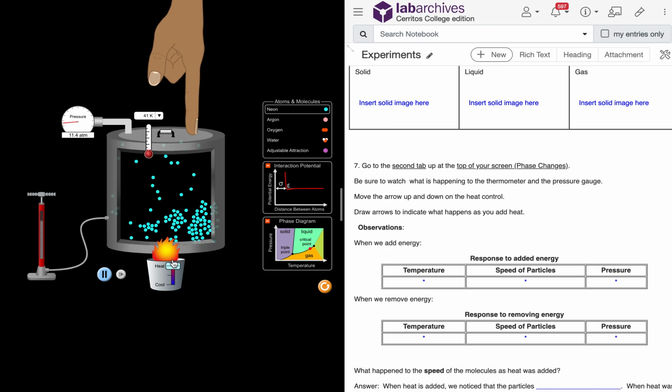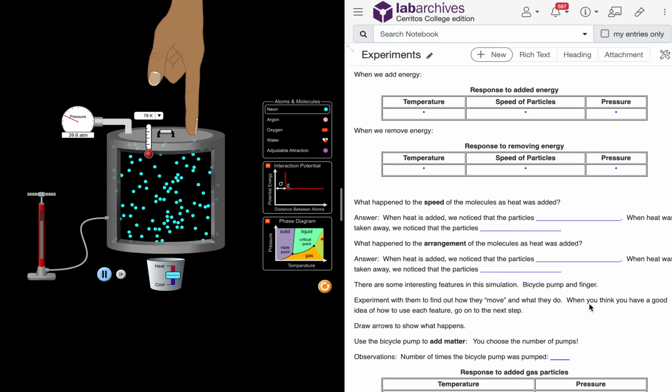So if you see, if I increase the heat, the speed of particles, they move faster, and the temperature is increasing, right? So at heat, you see the temperature is increasing, and the pressure is also increasing. When we remove the energy, so if I don't add the energy, I leave it, you're gonna see the pressure dropping and the temperature, the speed, it also slows down. If I let it cool long enough, you see the drop in temperature. So when we remove the energy, the temperature decreases, the speed of particles also decreases, and the pressure also decreases. So figure that out.